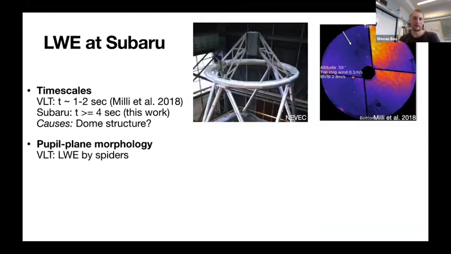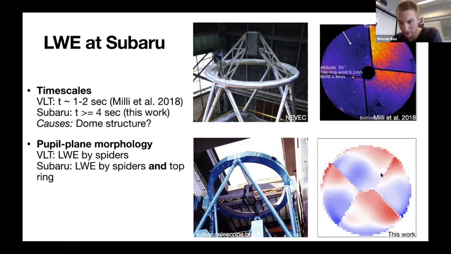Another interesting thing is the morphology of the low wind effect. When we take a look at a phase map derived by ZELDA at the VLT, you see the spiders here, and then you see the phase step over a spider and a phase gradient in only a few of the segments. But at SCExAO, when we look at the typical correction by Fast and Furious, we see phase gradients in every segment, not only behind spiders. Probably the reason for this is the difference in the top ring structure.